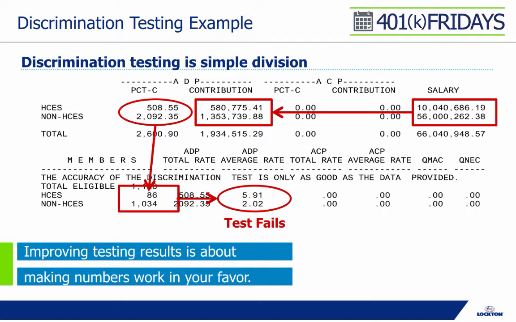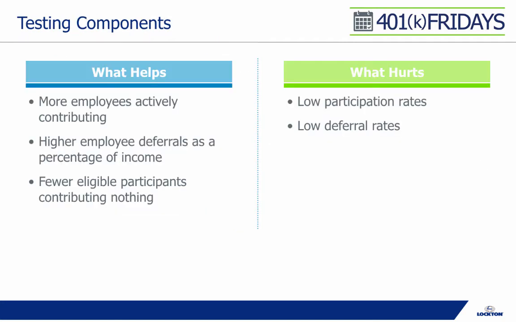Now, it's not unusual to fail discrimination testing, but improving your testing results is all about making numbers work in your favor. The more that you understand how the numbers work, the easier it becomes to create strategies to improve your results. So when we look at these testing components, what helps and what hurts? Well, what helps improve your testing results is having more employees actively contributing, having higher employee deferrals as a percentage of their income, and fewer eligible participants contributing nothing.